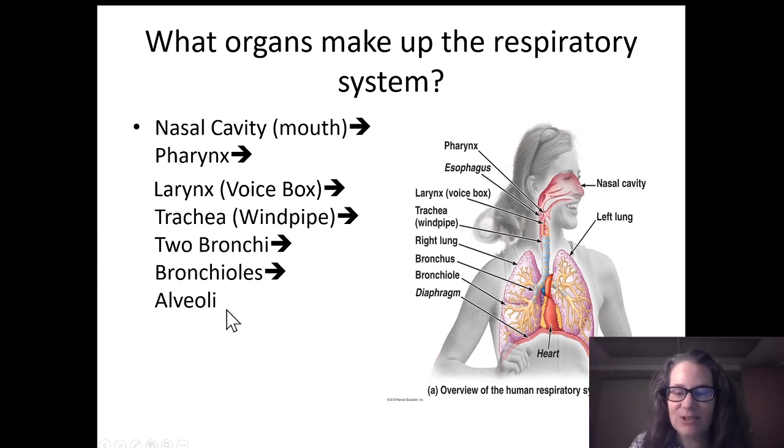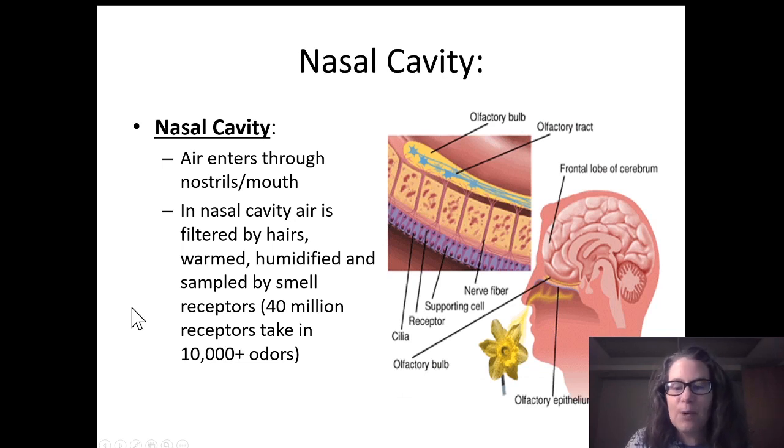This is a dead-end street, so unlike your digestive tract that's moving in one direction, we're going to inhale, hit these alveolar sacs, and then exhalation will be the opposite order of these particular organs. So let's take a look at what these organs do for us as we travel down this respiratory system. Starting with the nose, most of us prefer to breathe through our nose.